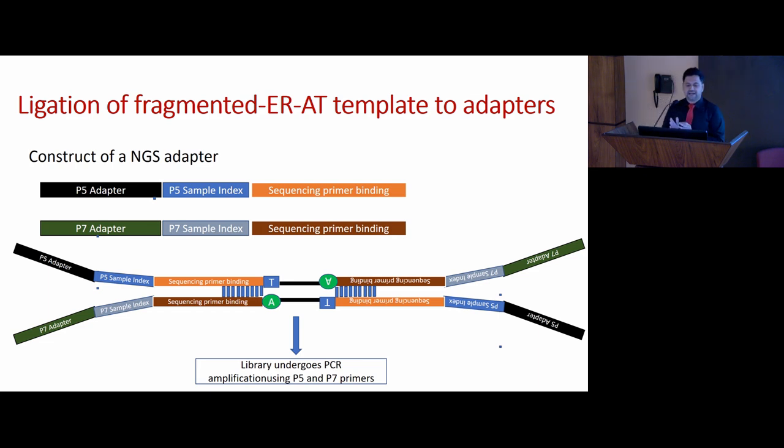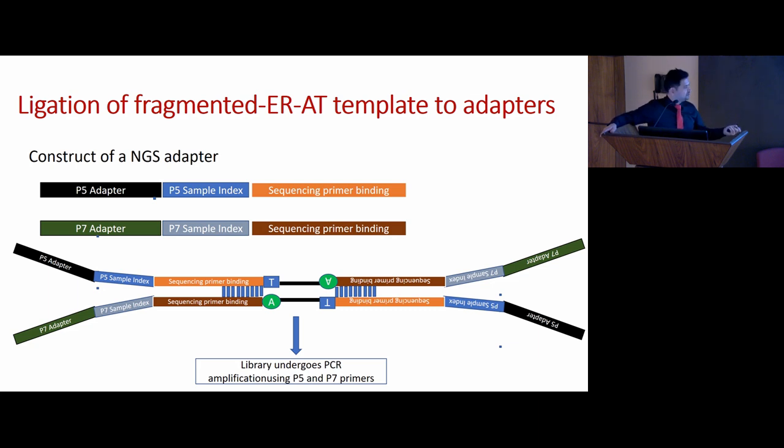The adapter contains a T overhang which binds to this A overhang and attaches to it. This is not rocket science. People who have been doing molecular biology and cloning have been doing it for the last 20-30 years at least, because that is how recombinant DNA technology works. It is based on cloning, and cloning requires an insert which is put into a plasmid which has a T overhang and an A overhang, and the cloning takes place.